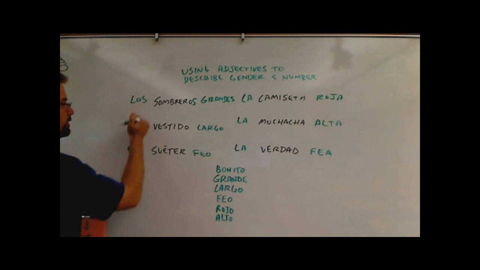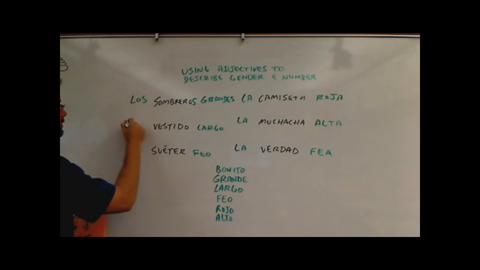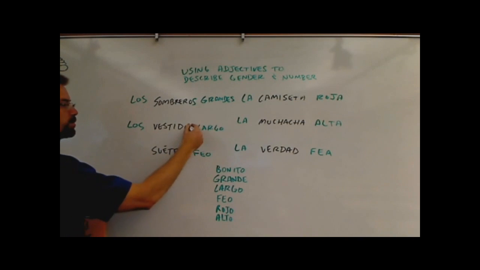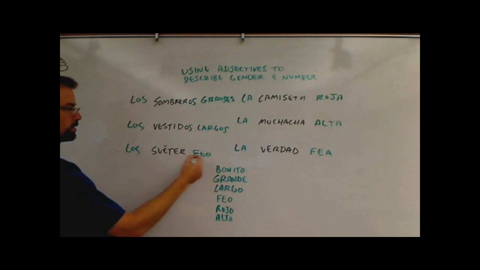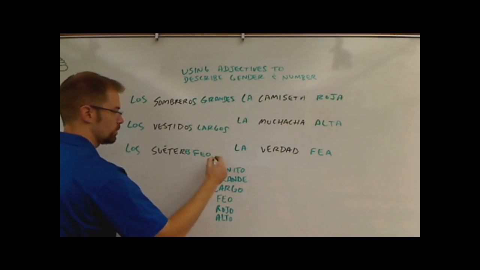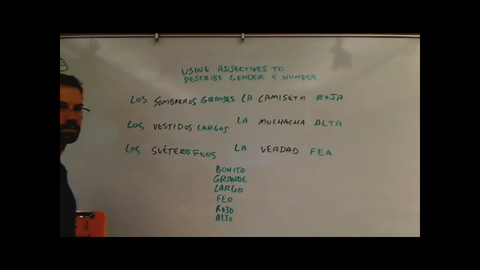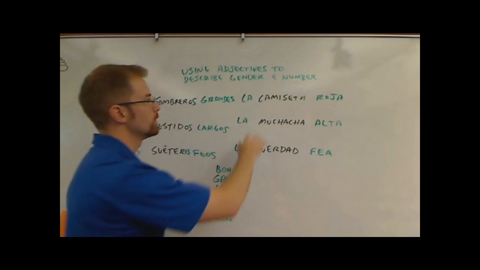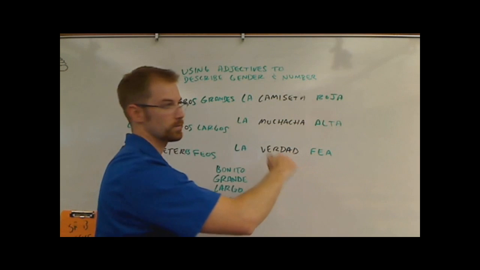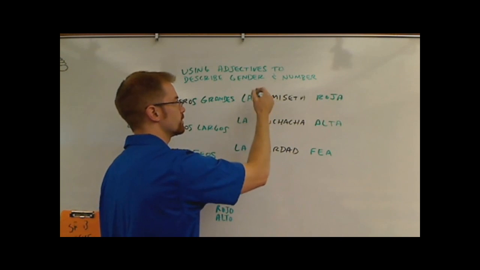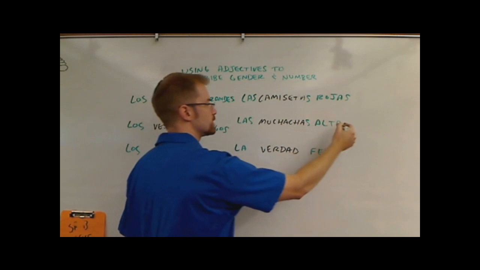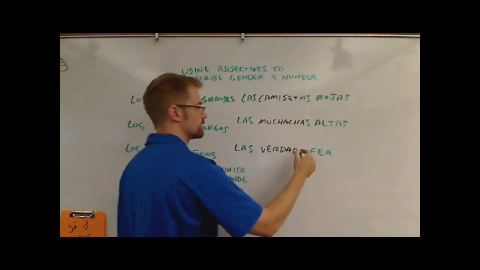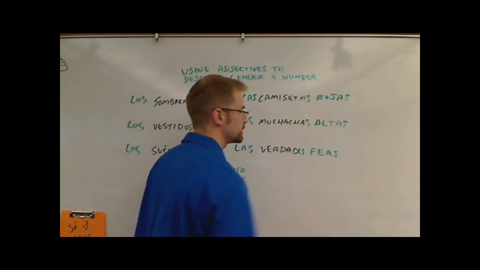I want to do the same thing here. So I have the word the for the dresses, it's plural. Make this plural, make this plural. They all need to match up. The sweaters, plural, plural, plural. Remember the es for nouns ending in a consonant. Over here I want to make all these plural. It's a little bit easier for feminine ones because the las is already there for you. Las camisetas rojas. Las muchachas altas, las verdades feas.